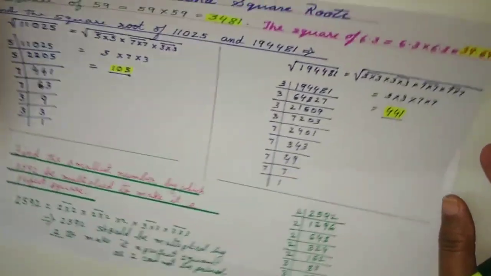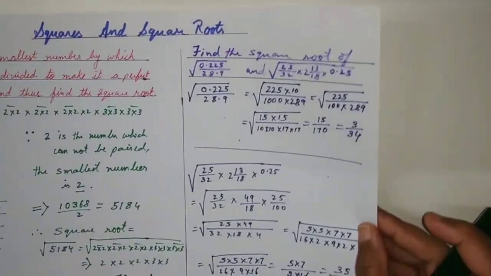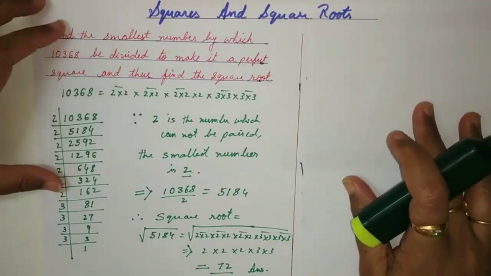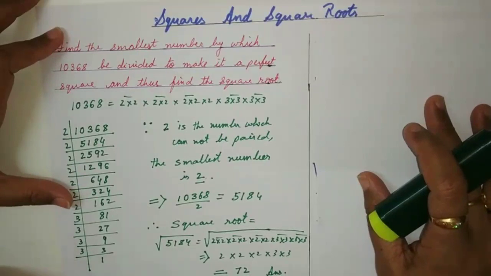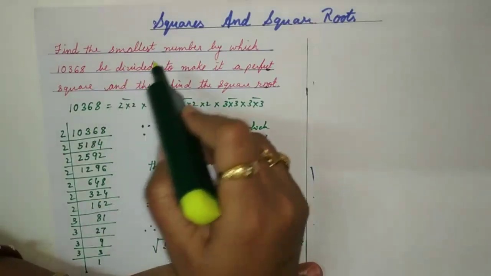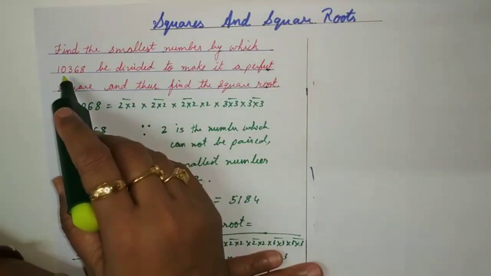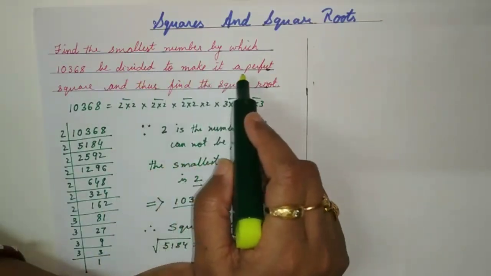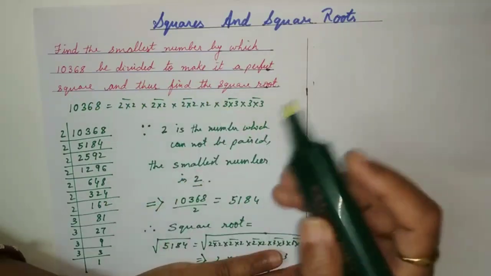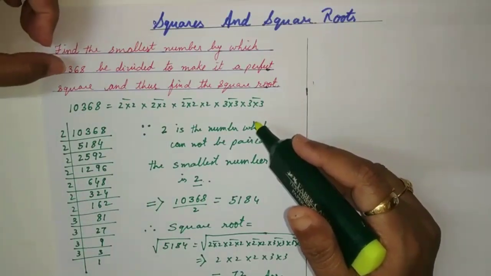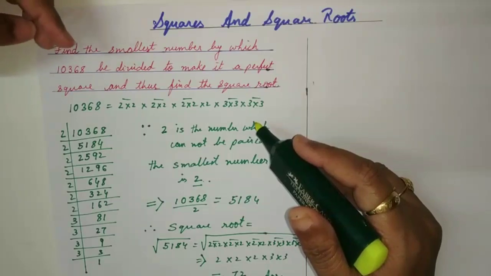Okay, so the next question. Find the smallest number by which 10,368 must be divided. The previous question was multiplied. This is to be divided to make it a perfect square, and thus find the square root. That means you have to find the smallest number which divides this and makes it a perfect square, and then find the square root.